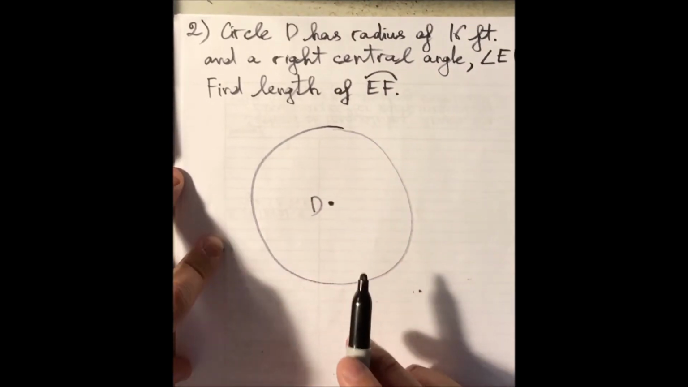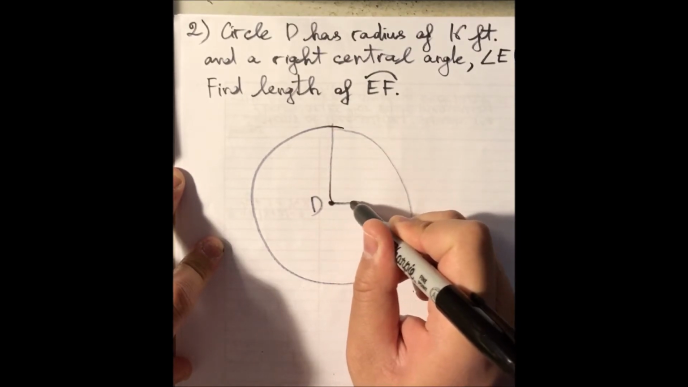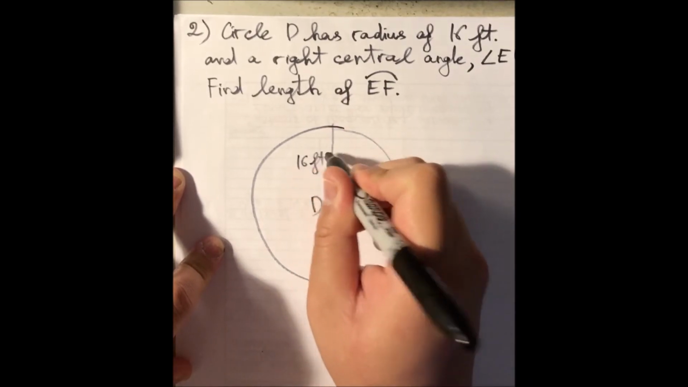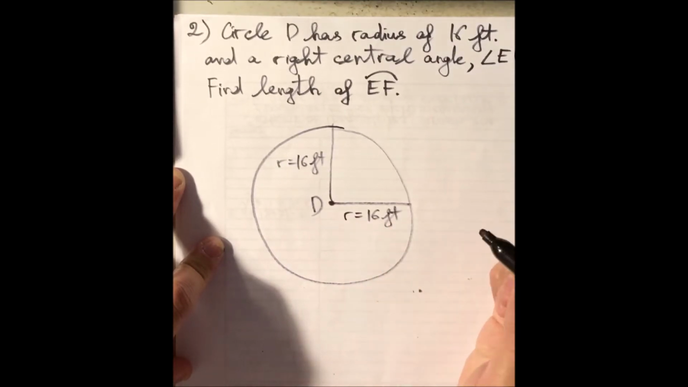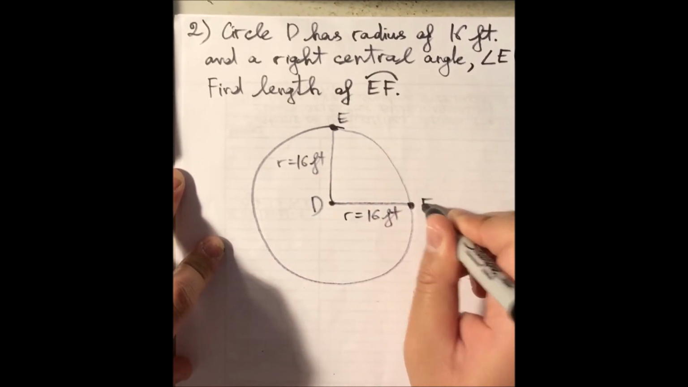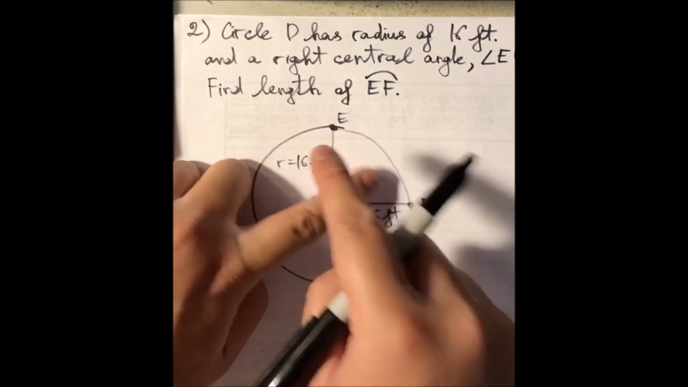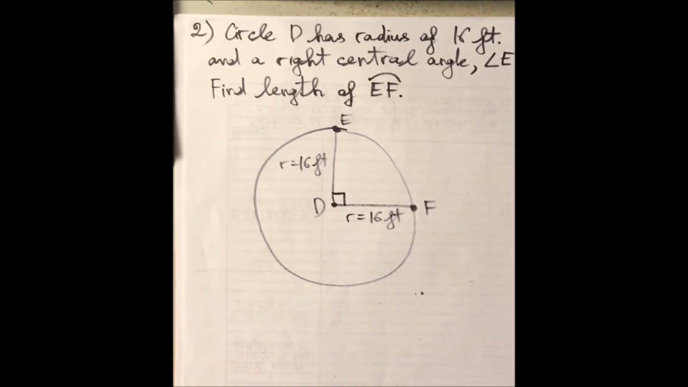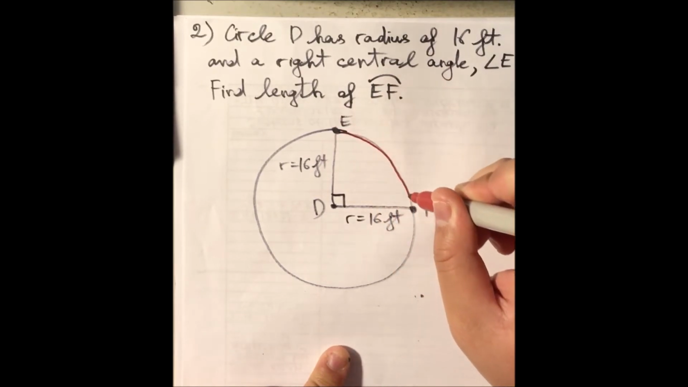Because this is the right central angle, it's going to have the radius right here and the same identical radius right there. So r equals 16 feet, and r equals 16 feet. And this is going to be E, and this is going to be F. You can name this E and name this F, or you can switch places and it's still the same. And since it's a right angle, there's a little square right there. And we are supposed to find the length of EF, which is the one in red right here.